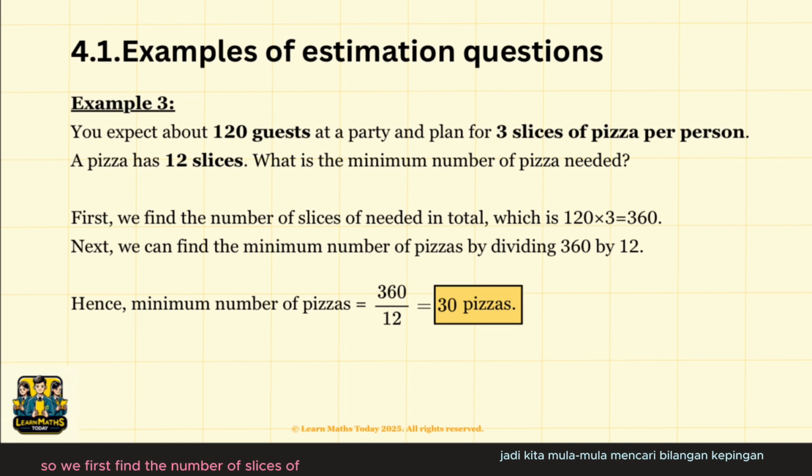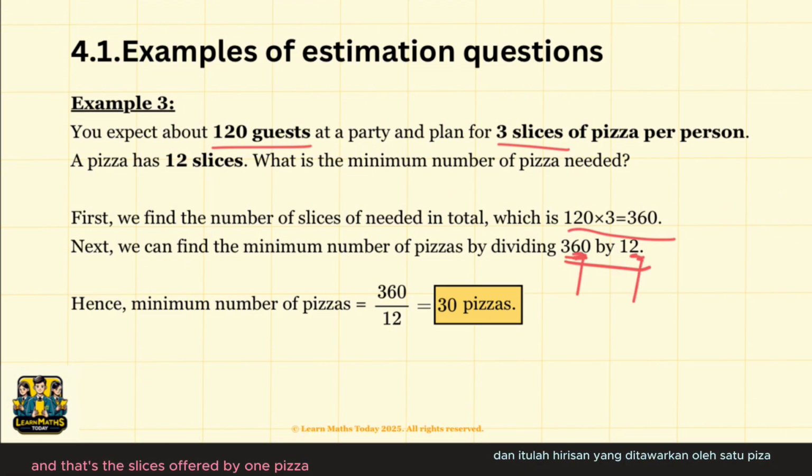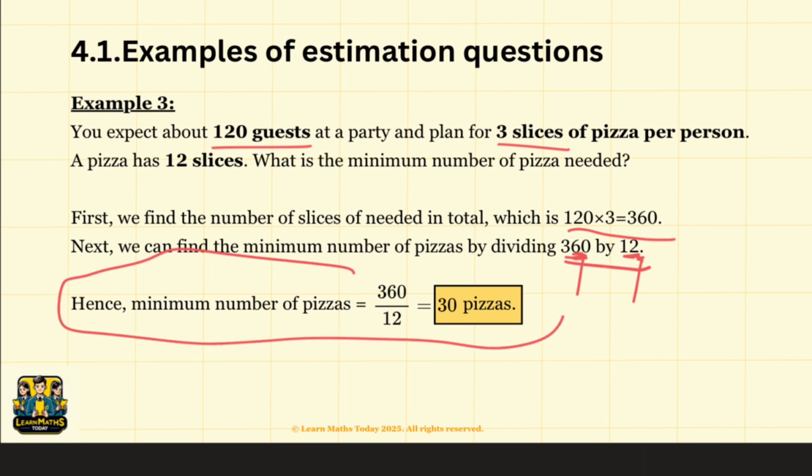So we first find the total number of slices of pizza that are needed, which is this, because each person needs 3 slices and we have 120 people. So next we find the minimum number of pizzas by dividing this 360 by 12, because that's the total number of slices you want, and that's the number of slices offered by one pizza. So we can find this.